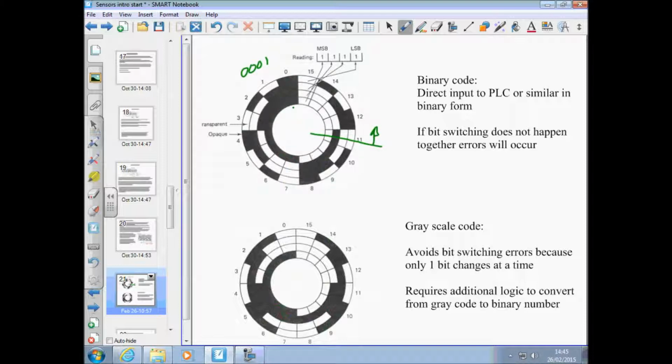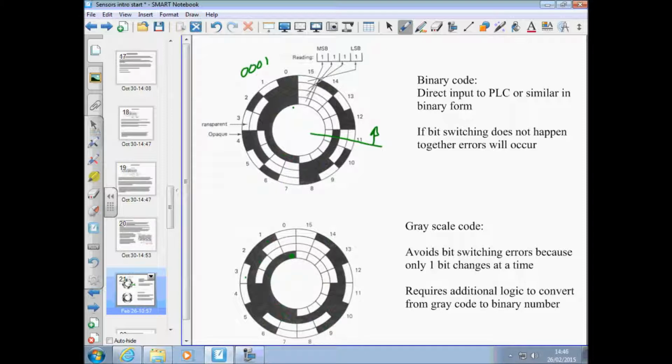Yeah. Here's where we can see the issue. As this disk is turned, from that code there, 0100 to 0011, more than one thing is changing at a time. More than one of the bits is changing at a time. So, if that bit switching doesn't happen absolutely simultaneously, you're going to get errors. Yeah? Whereas, if you go for the grayscale, if you look at this, there's only one bit changing there. There's only one bit changing there.